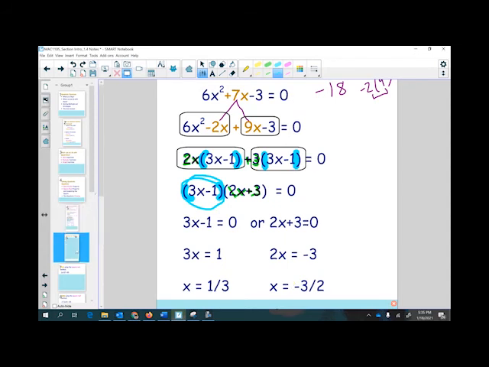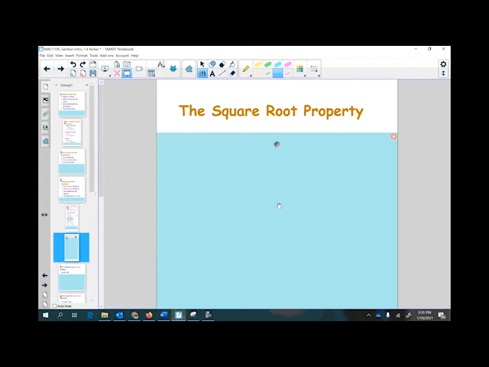All right, now let's do another example. This time we're going to look at when it would be appropriate to use the square root property.